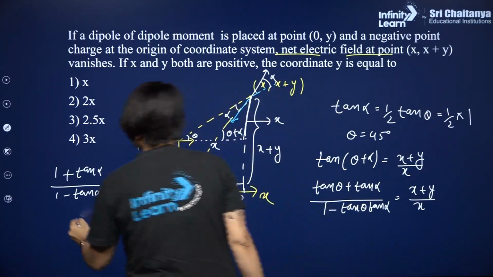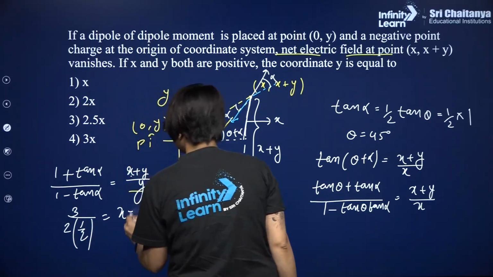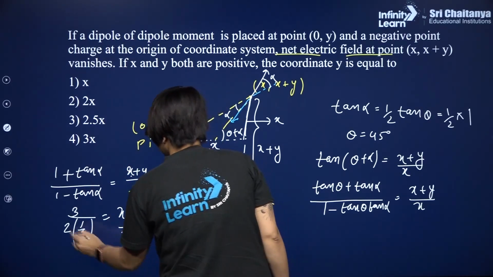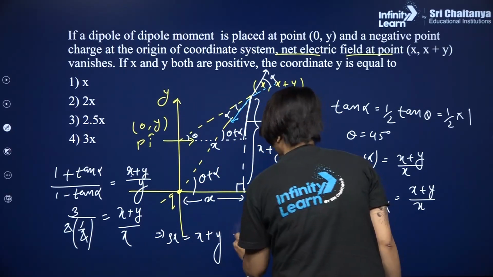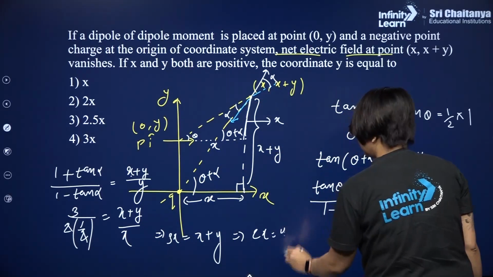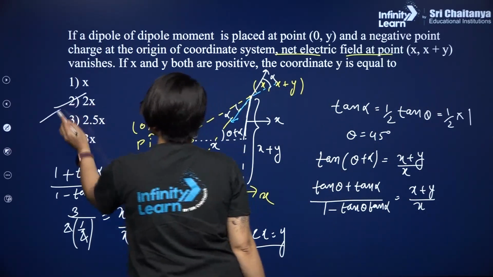So it is 1 plus 1 by 2, 3 by 2, and 1 minus 1 by 2 is 1 by 2, is equal to (x plus y) divided by x. So basically 3x is equal to x plus y, so 2x is equal to y. So y is equal to 2x, which is option 2.